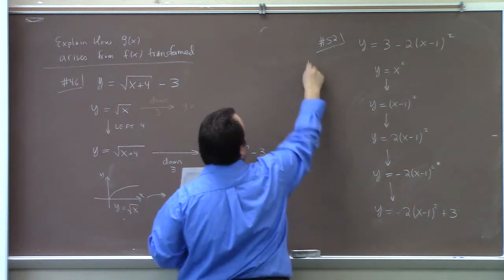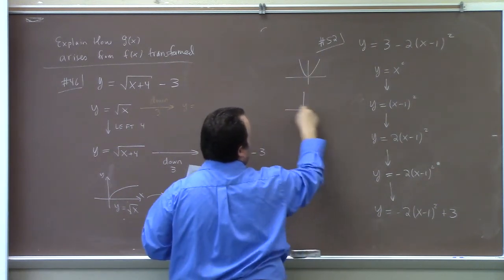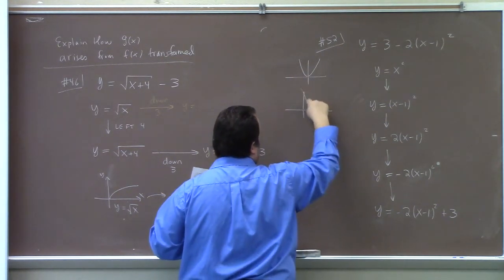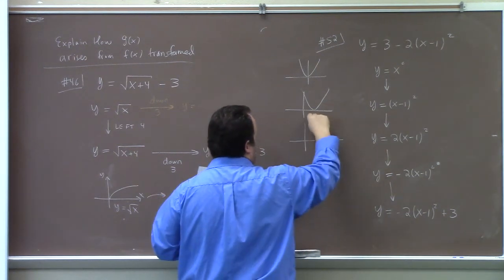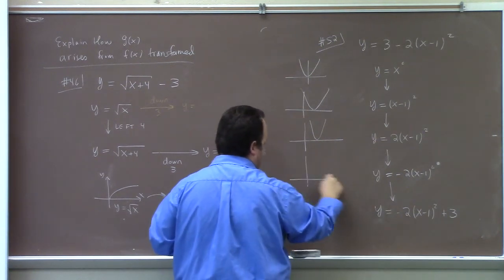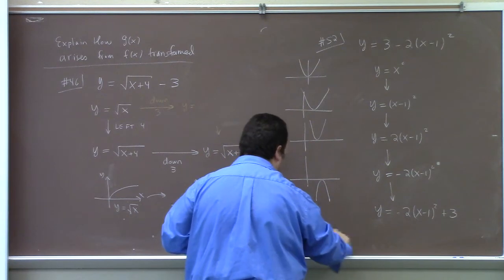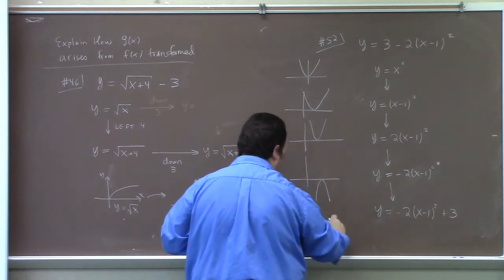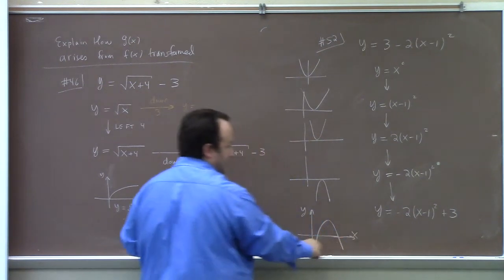Tracking through the pictures, it would look like this. So squared, then we move 1 to the right, then we multiply by 2, then we flip it, and then we add 3. So roughly speaking, the parabola looks something like that.